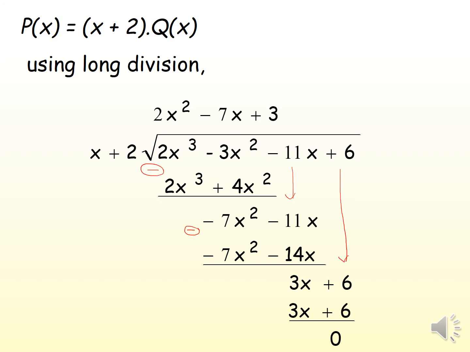and plus 6. Next, x multiplied with what equals 3x? You have to multiply with 3. So 3 times x, the answer is 3x, plus 3 times 2, the answer is 6. So this is minus: 3x minus 3x, the answer is 0. 6 minus 6, the answer is 0.